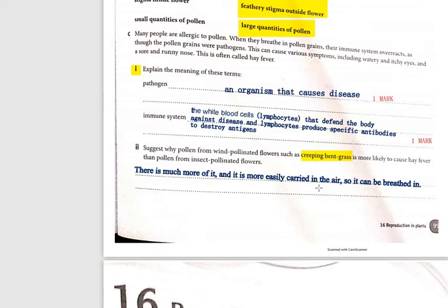Sorry for the distraction, but in this question they're referring to creeping bent grass. If you get confused, you can just write down wind pollinated flower, so it's easier for you to understand in simple English. So why is pollen from wind pollinated flowers more likely to cause hay fever? When it's wind pollinated, it's always carried in the air. So when it is carried in the air, it can be breathed very easily by human beings, and thus it can cause hay fever.